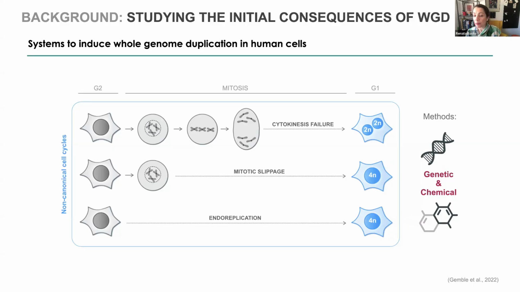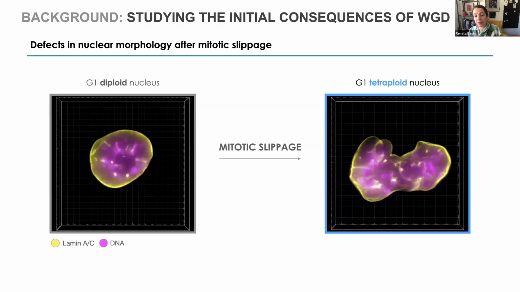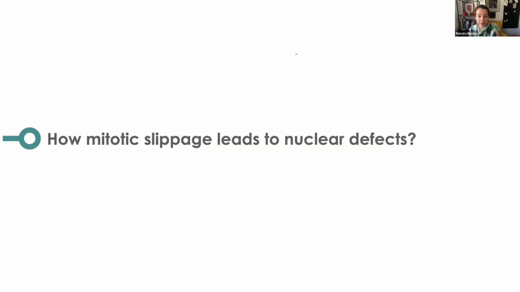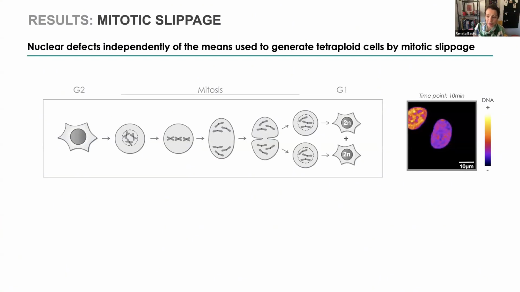The difference between them is that in cytokinesis failure there will be 2 nuclei, in mitotic slippage 1, and in endoreplication 1. But something very curious Simon noticed was that when he used techniques to induce mitotic slippage, in contrast to this beautiful, very spherical G1 diploid nucleus, the G1 tetraploid nucleus upon mitotic slippage was quite deformed. And so we wanted to understand how mitotic slippage leads to nuclear defects.